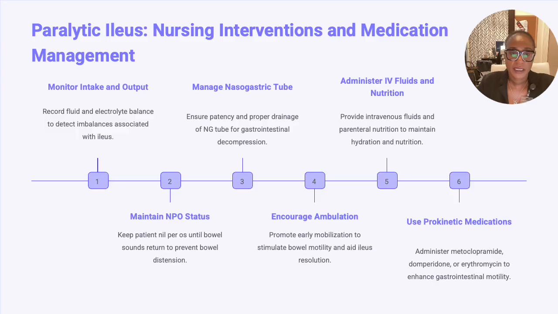Metoclopramide is a dopamine receptor antagonist. It also, as I mentioned before, stimulates acetylcholine release, which further enhances motility. It's often prescribed for gastroparesis and other conditions where stomach emptying is low.